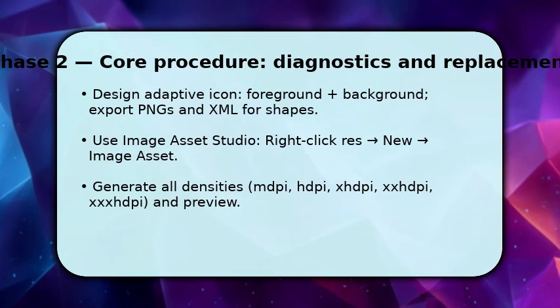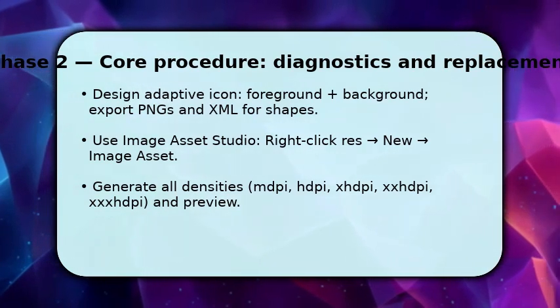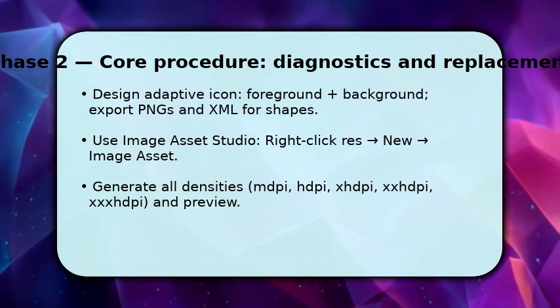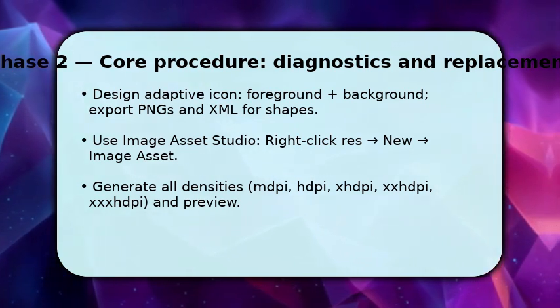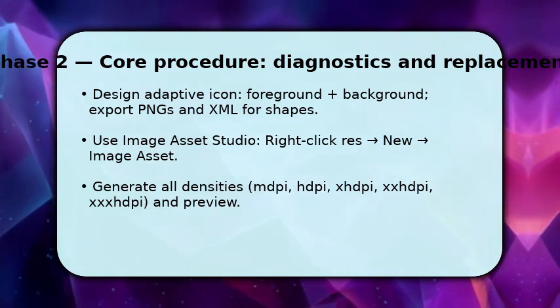You should create adaptive icons, a foreground layer and a background layer, or a full bleed image plus an XML mask. This ensures modern launcher compatibility.